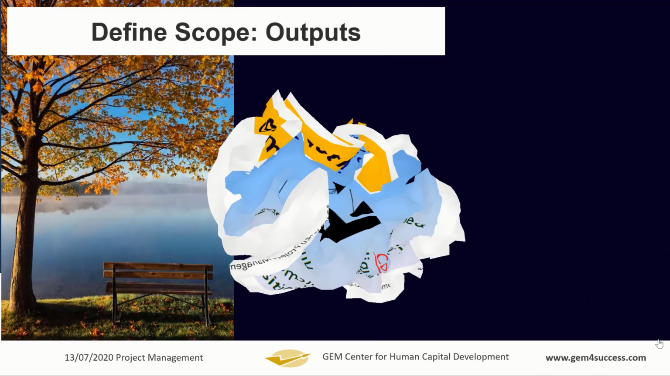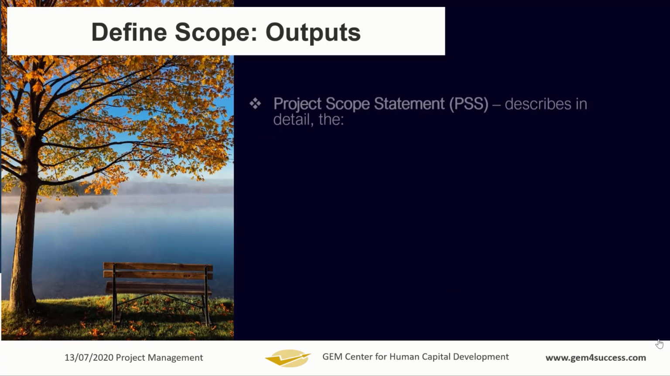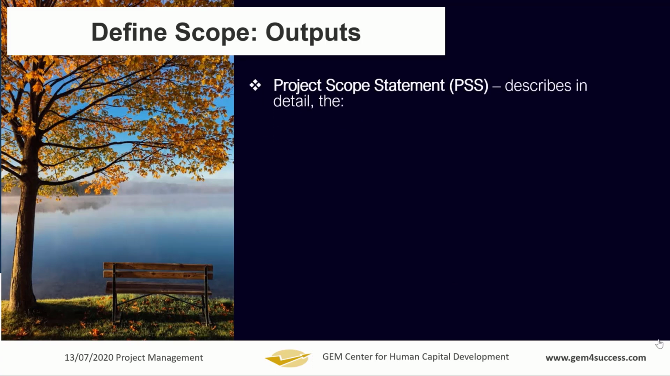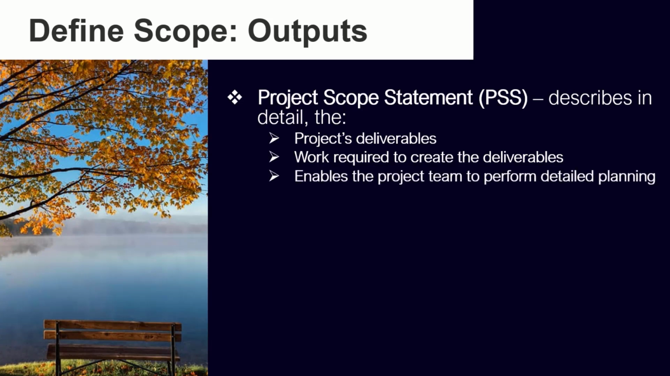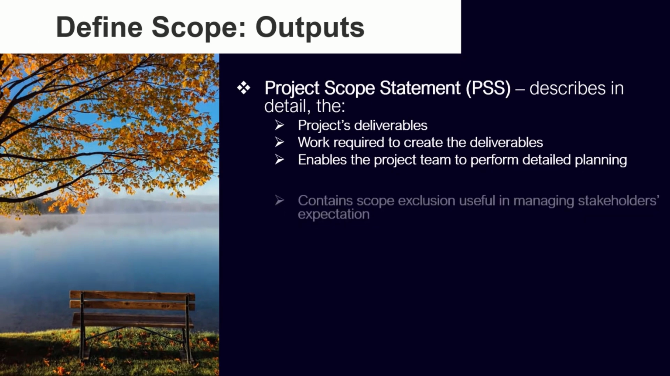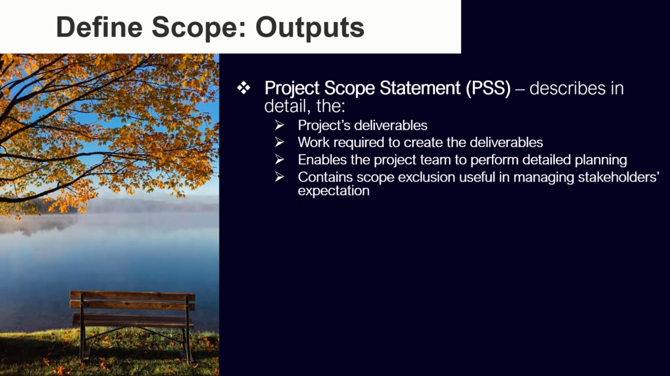So output here is your project scope statement that we described earlier. You have your project deliverables, the work required to create the deliverables, and this enables the project team to perform detailed planning. It contains scope exclusion. You get your scope exclusion based on your definition of the boundary of the scope. So this is used to manage stakeholder expectation.